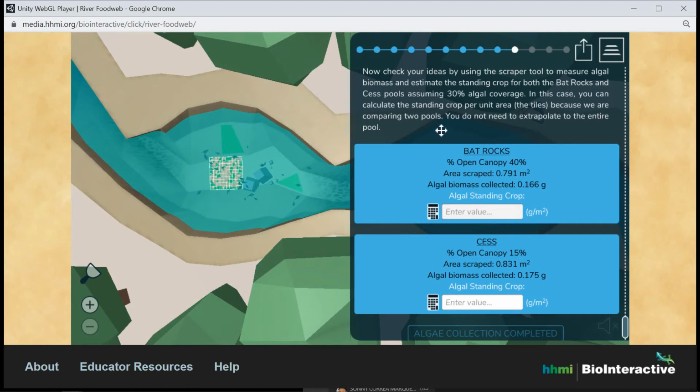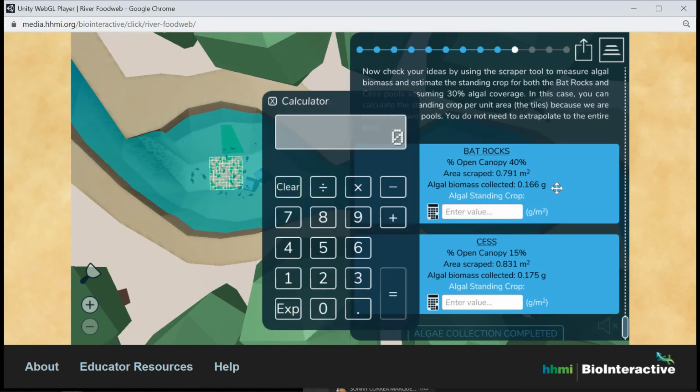So unlike the first calculation, in this calculation, you are comparing 1 meter squared on the left to 1 meter squared on the right. So even though we're still assuming 30% algal coverage, we do not need to extrapolate to the whole pool. So we don't need the surface area of the pool because we're just comparing a square meter on the left to a square meter on the right. So what you are going to do is figure out grams per square meter, which means you divide the grams on the bottom by the square meters on the top. It's in the reverse order. Don't let that confuse you.